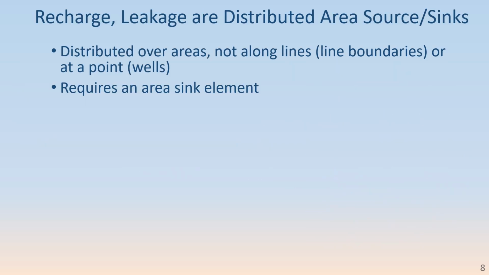These top and bottom boundary conditions that we've talked about, say a recharge rate on the top or a head-dependent flux to a surface water, these are not discharges along points or lines, line boundaries or wells. They are discharges that occur over an area. So we need an area sink element, and we'll get into that next.